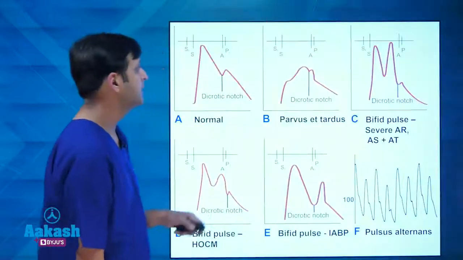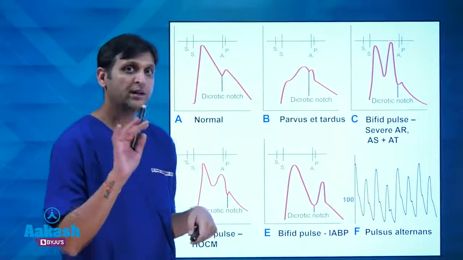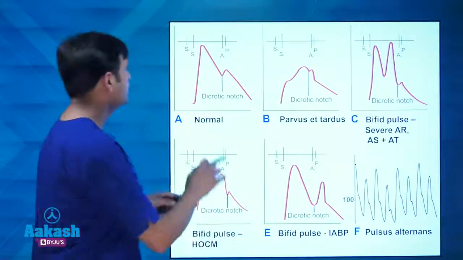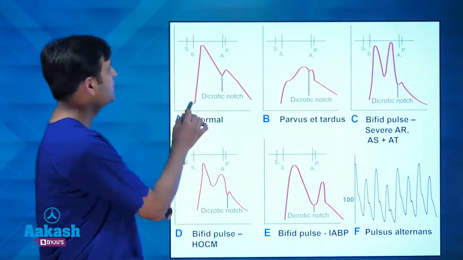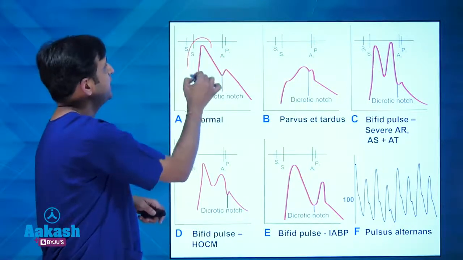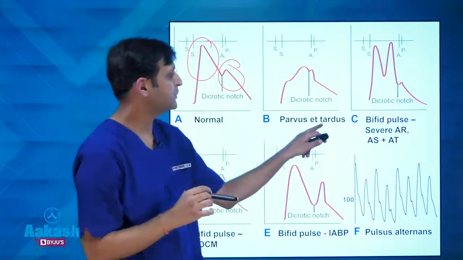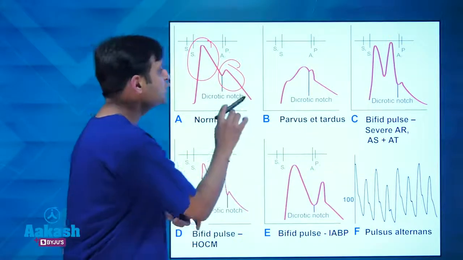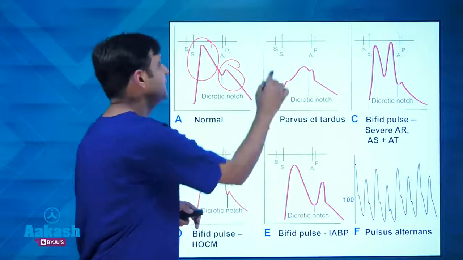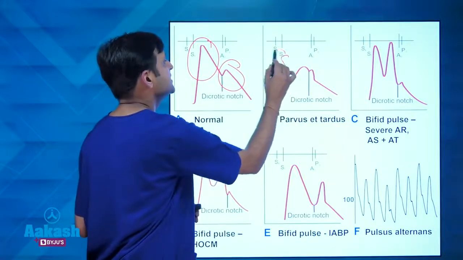Okay, so let me just revise for you the basic various pulses. This is a normal pulse, so you have one wave in the systole, another in the diastole. This is pulsus parvus et tardus, a slow rising and delayed peaking pulse. This is seen in aortic stenosis.